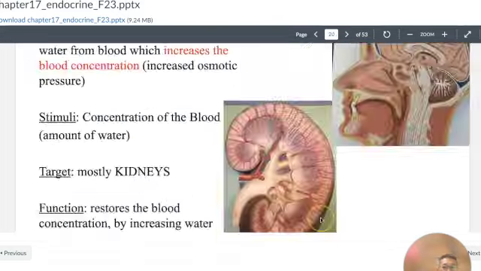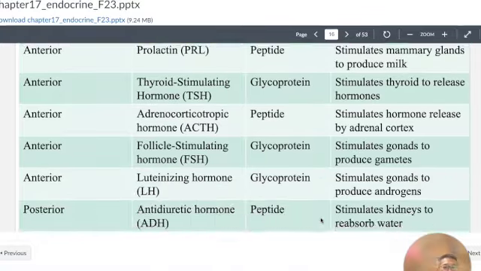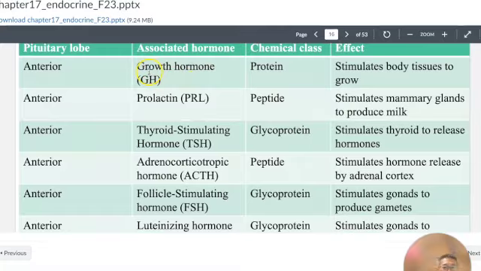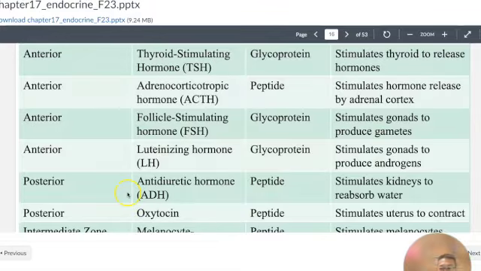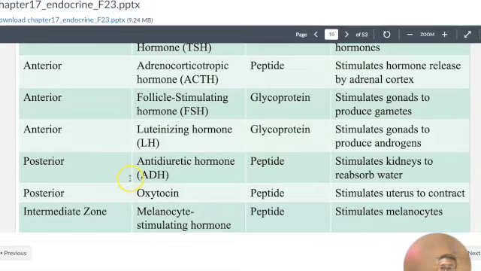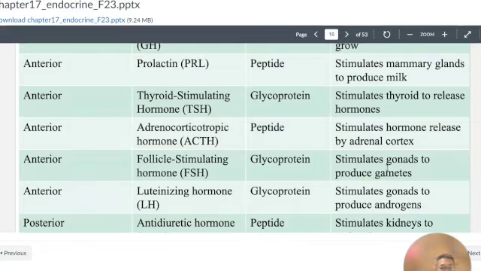All right, so easy. Let's go back to this chart. The anterior pituitary gland makes growth hormone, prolactin, thyroid stimulating hormone, ACTH, follicle stimulating hormone, and luteinizing hormone. The posterior pituitary gland only has two, ADH and oxytocin. Oxytocin is for uterus contraction. ADH is for the kidney to absorb water.